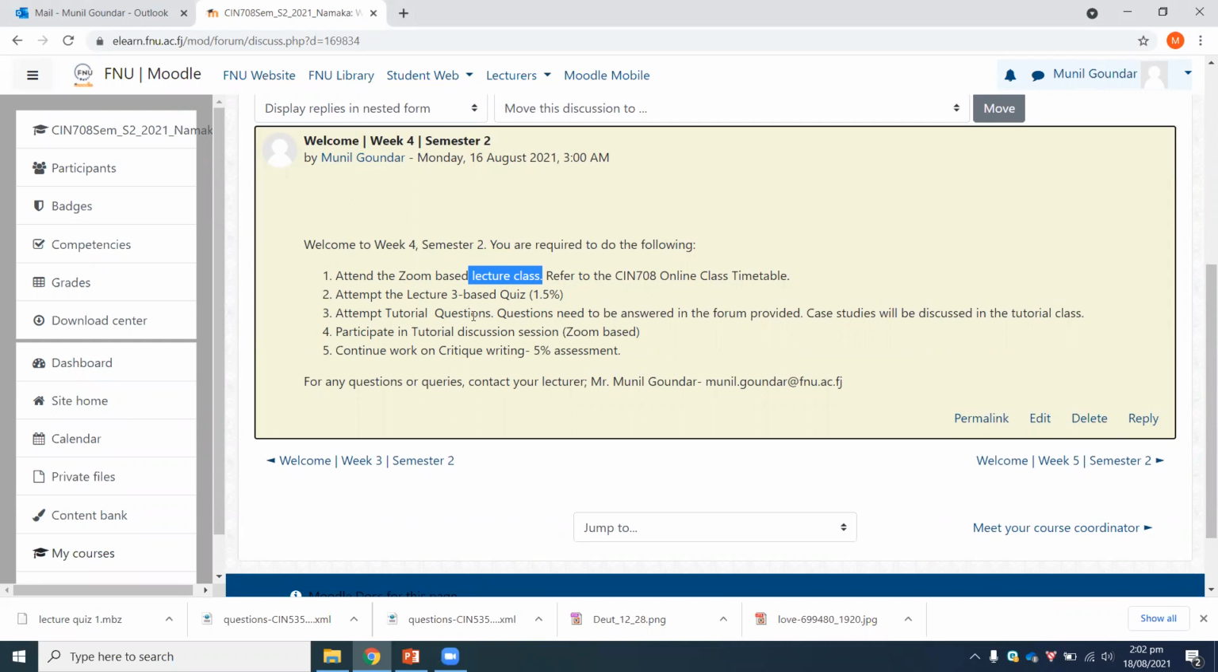Now for the tutorial questions, these questions need to be answered in the tutorial forum provided in the week 4 section of the Moodle shell. Moreover, the case studies we'll be discussing in the class. And these discussions will be taking place in our Friday's tutorial discussion session, which is Zoom based. Moreover, please continue work on your critic writing, which carries 5% towards your assessment.